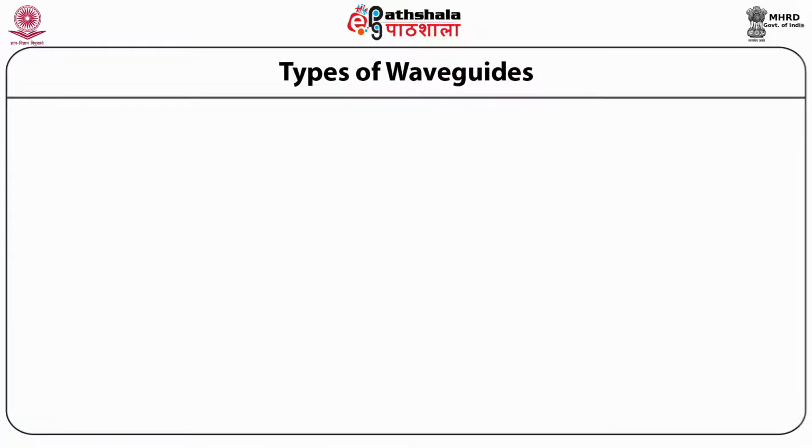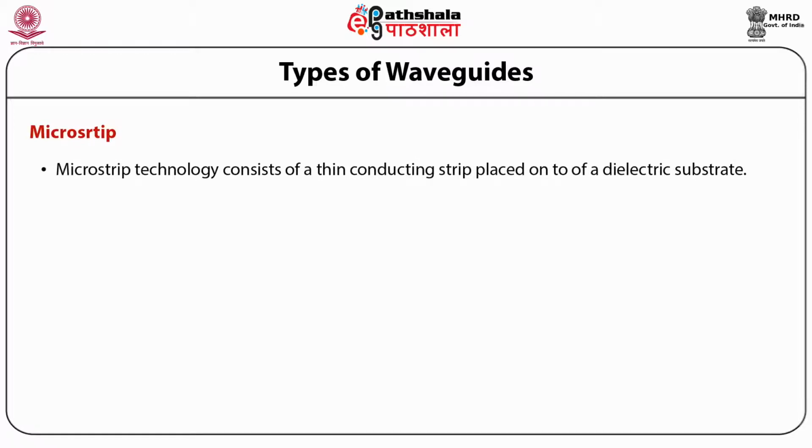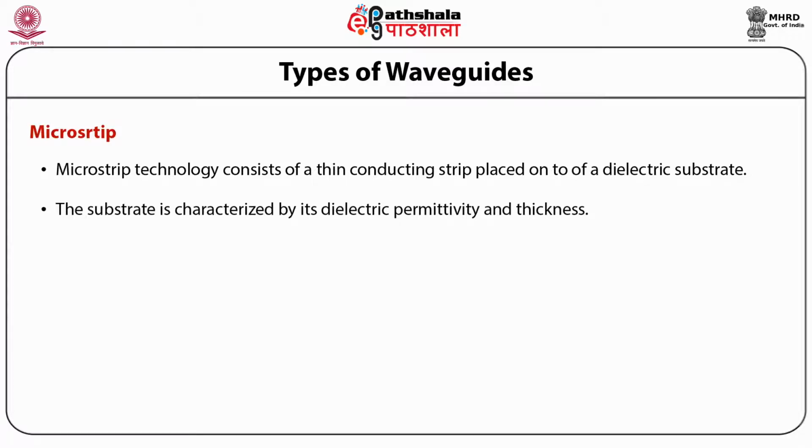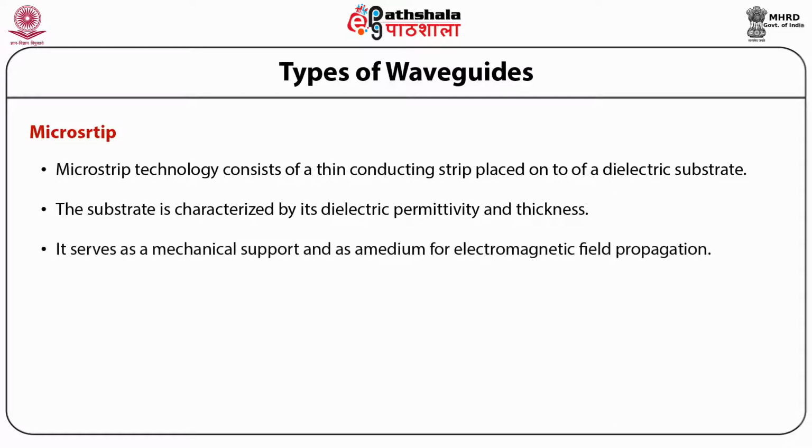Now the second category is the microstrip waveguides. The microstrip technology consists of a thin conducting strip placed on a dielectric substrate. The bottom side of a substrate is covered entirely by metal and serves as the ground plane. The substrate is characterized by its dielectric permittivity and thickness. So it serves as a mechanical support and as a medium for electromagnetic field propagation.